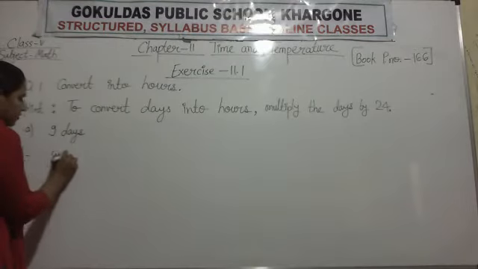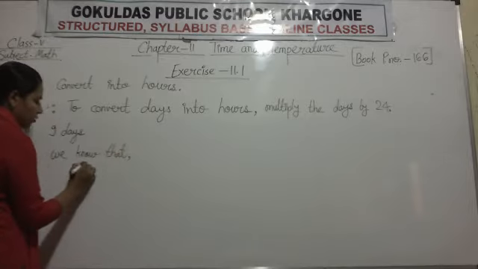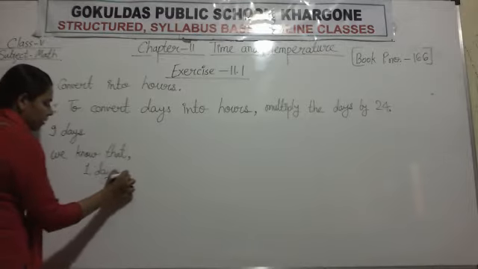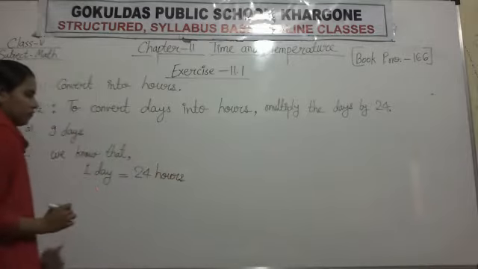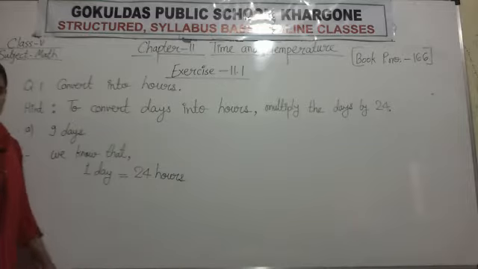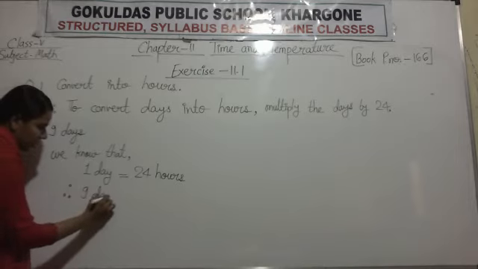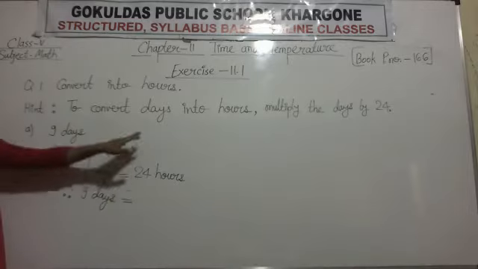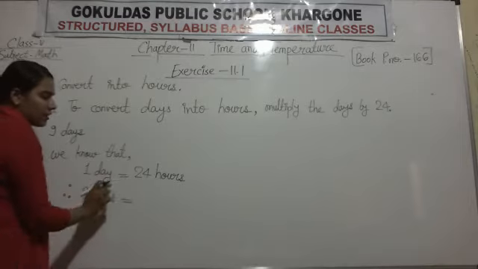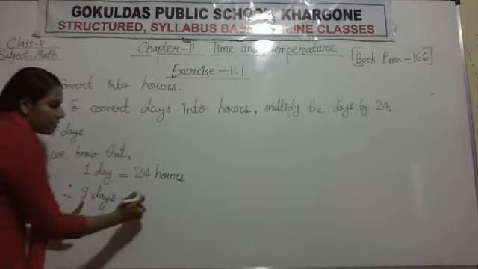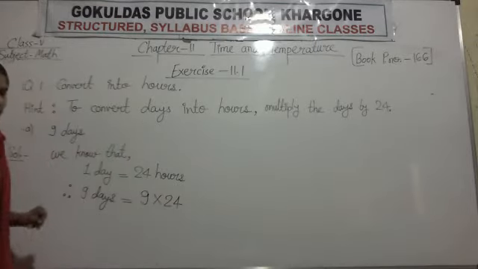First of all, we write, we know that 1 day is equal to 24 hours. Therefore, 9 days equals, what is the hint? Multiply the days with 24. The days are 9, so multiply 9 with 24, 9 into 24.